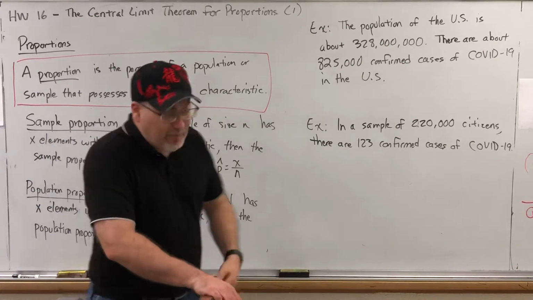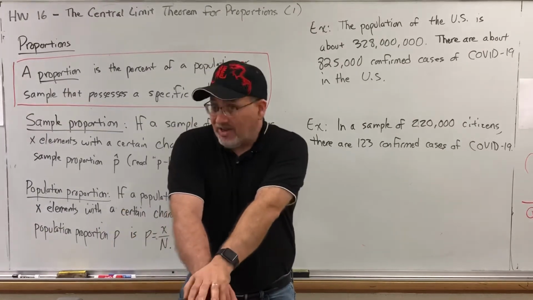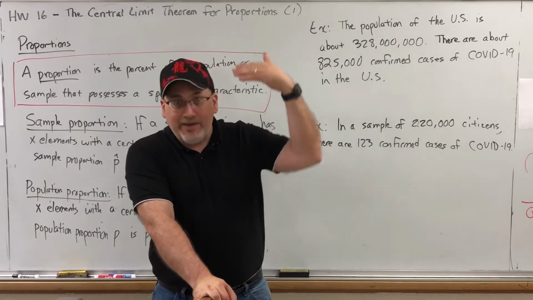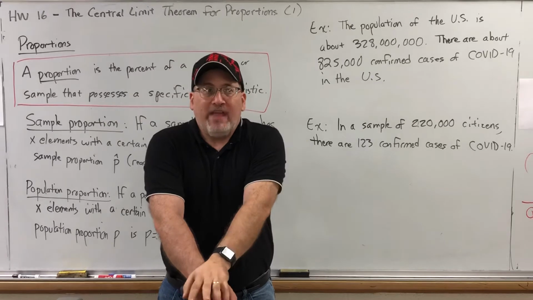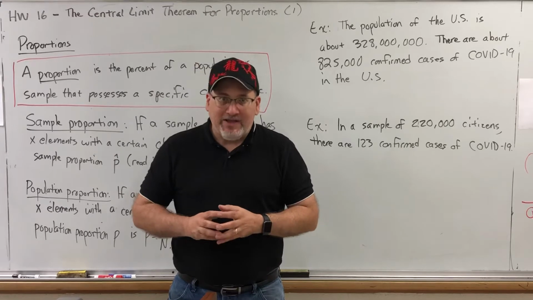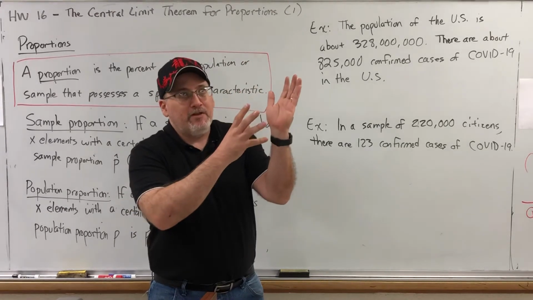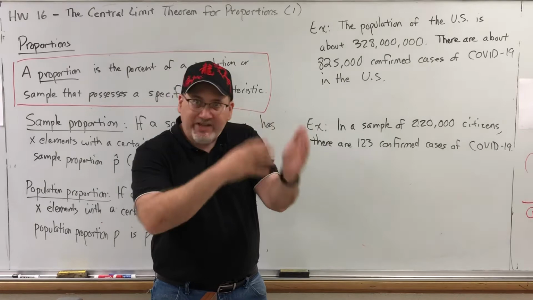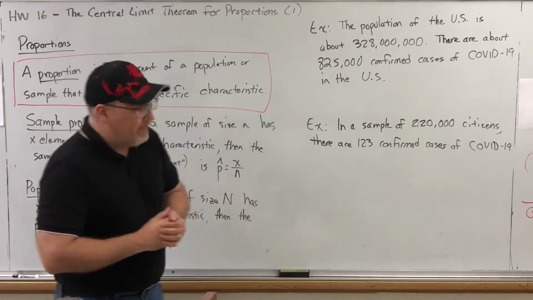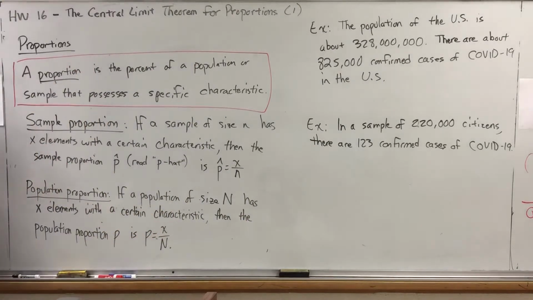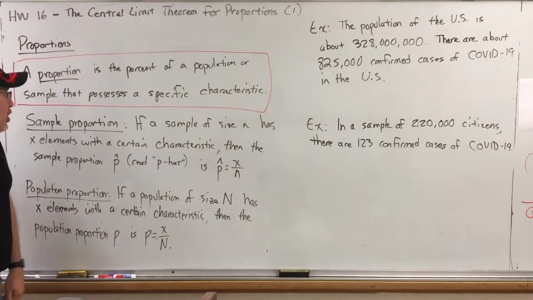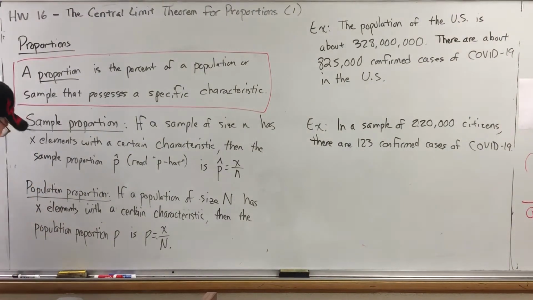A common example of this are exit polls during elections, when they ask people, who did you vote for? Candidate A, candidate B, candidate C. So when they ask the question, the answer is not a number, but we can still describe their answers numerically by saying 20% of the exit poll people voted for this candidate, 35% voted for this candidate, etc. So it gives us a way to describe non-numeric things numerically by simply saying what percent of a population or sample possesses a specific characteristic.